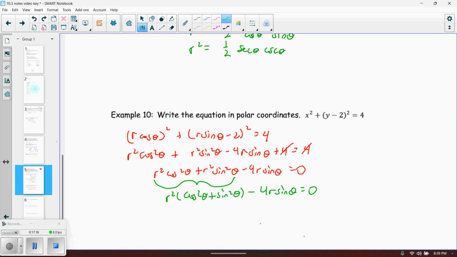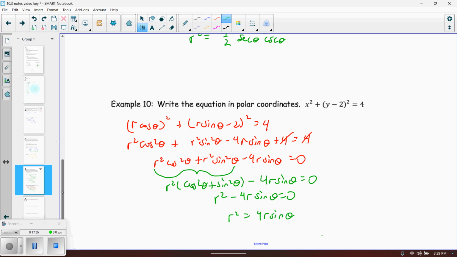So that leaves me with r squared minus 4r sine theta equals 0. I'm going to go ahead and add the 4r sine theta to both sides. And then we're going to divide both sides by r to solve this. So that's going to give me r equals 4 sine theta.